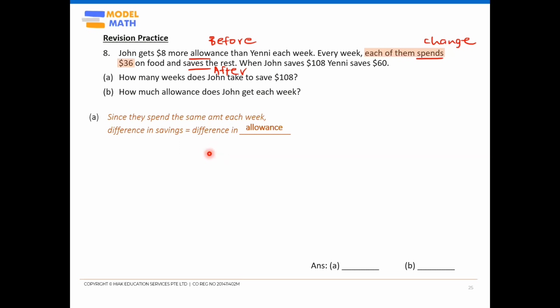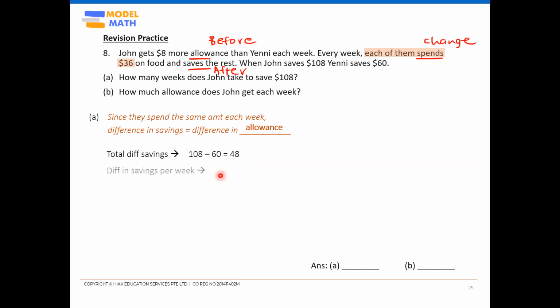Alright, so once we understood this, we can now go on to work with the savings first. Why? Because the values are provided. So I will be interested in the difference in savings. We call this the total difference in savings. We don't know how many weeks yet. We don't know how many weeks it takes for these two of them to save up this much respectively. Hence, we call it the total difference. So the difference will be 108 minus $60.